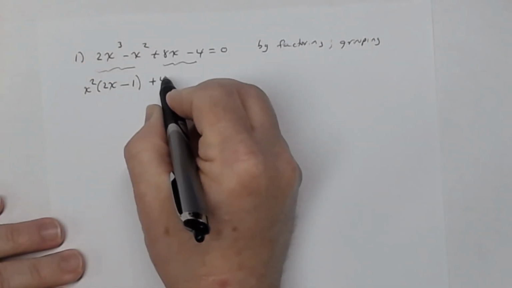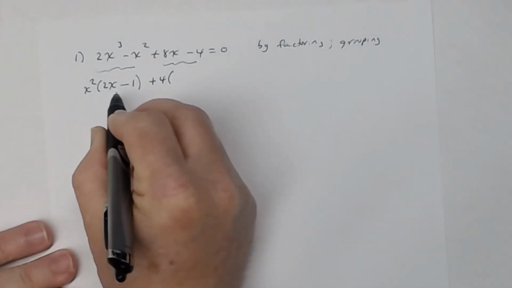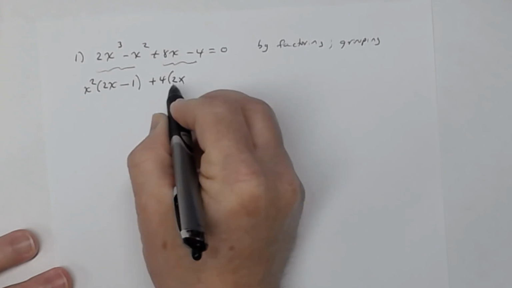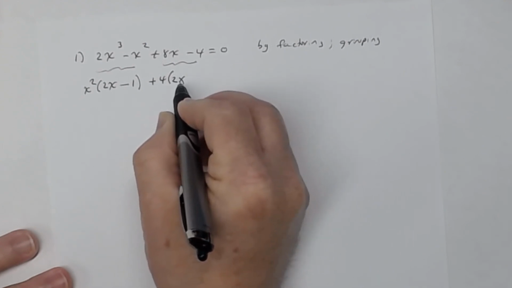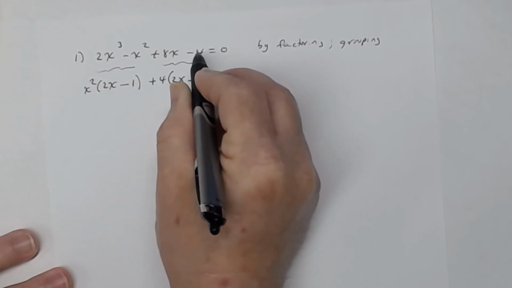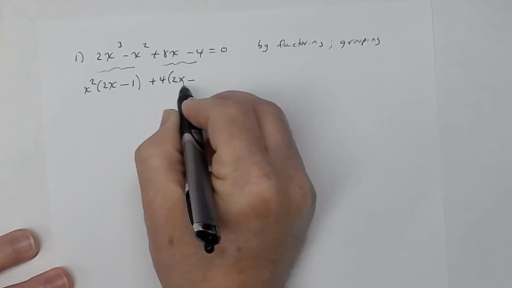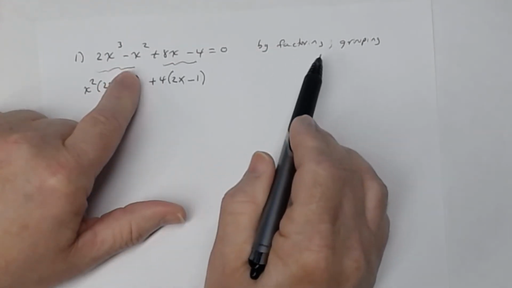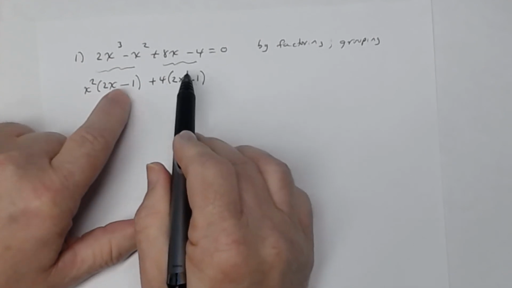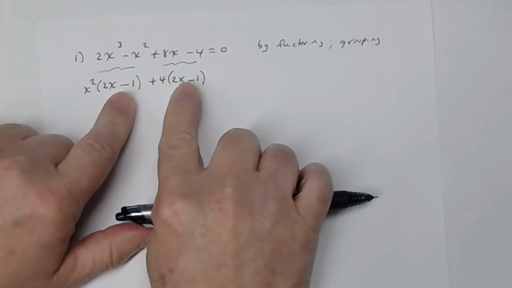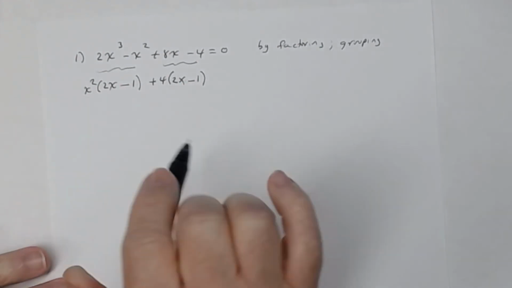So you're going to say plus 4 times, and then the same idea you did here. 4 times what is 8x? So that's going to be 2x. All right, the distributive property. 4 times 2x is 8x. Minus, and then 4 times what is in this case a negative 4? Will be negative 1. Now, if you're doing this correctly, if it is factorable by grouping, then these expressions that you have inside the parentheses should be the same. Okay, so in this case it is. All right, so you're on the right track at this point.